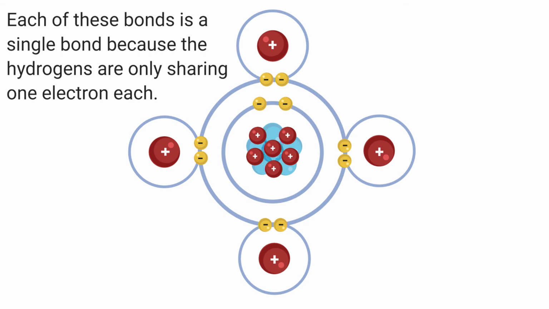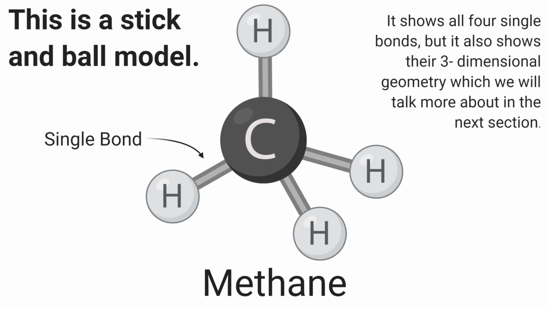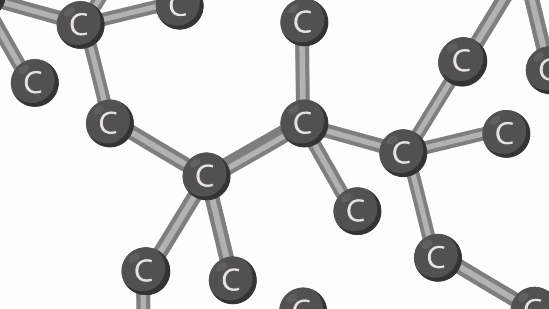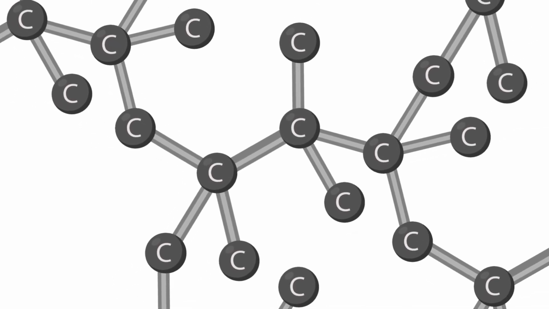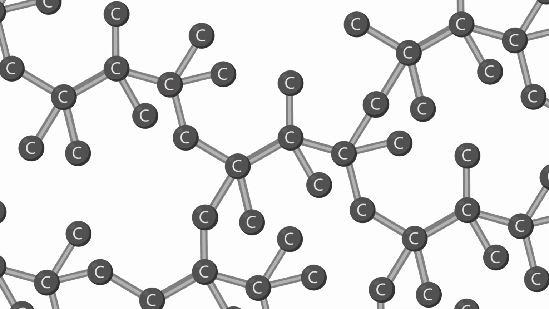That way, carbon has 8 electrons in its shared outer shell, and each hydrogen atom is sharing 1 electron with the carbon, so they each have 2 electrons in their shared shells. The molecule that results from this bonding is called methane. Carbon has formed 4 single bonds with 4 different hydrogens. However, carbon can also form single bonds with itself and create ever more elaborate structures. These are the structures upon which all life is built.